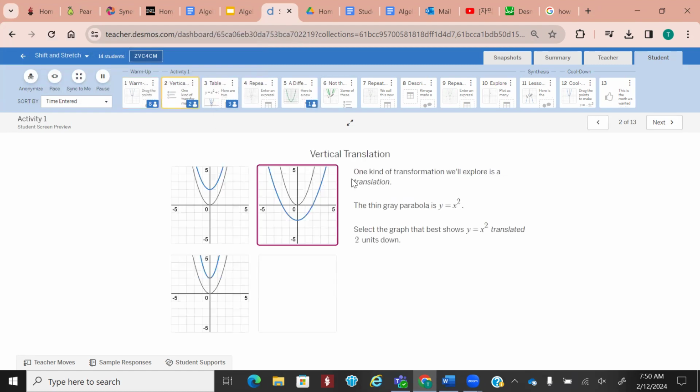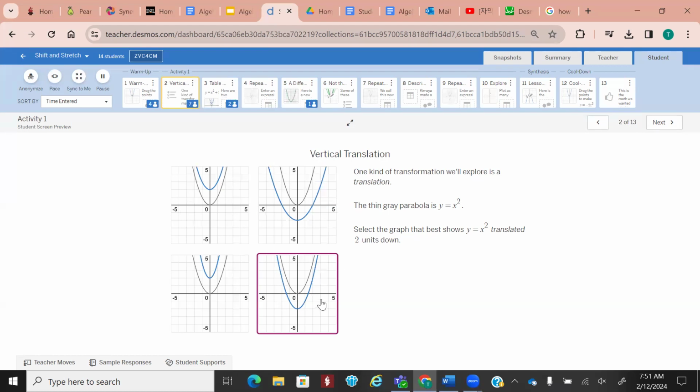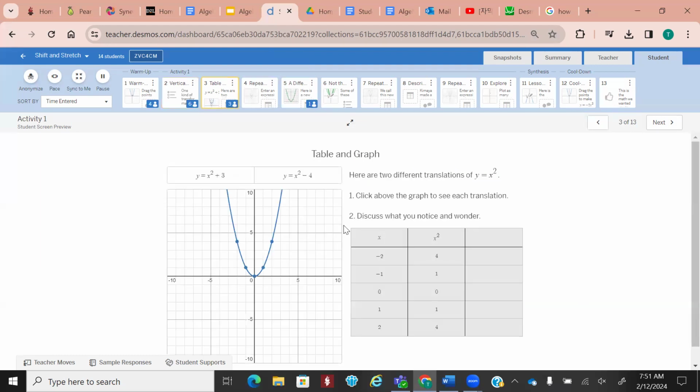One kind of transformation we'll explore is called a translation. You're going to need this for geometry. Translation means that we're moving side to side or up and down. Select the graph that best shows x squared translated 2 units down. So from black to blue is what you're looking at. That would be this one right here. So it translated 2 units down.